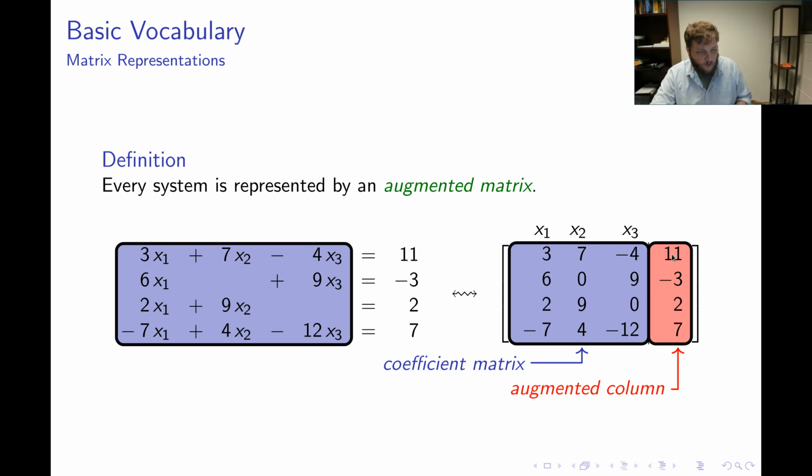So here we're inputting 11, -3, 2, 7 to the right of the coefficient matrix, separated out with a vertical line. I like to call this the augmented column. Now sometimes, especially when the context isn't totally clear, I will label the columns of the coefficient matrix with the variables where those coefficients came from. So sometimes that's useful for communication purposes.